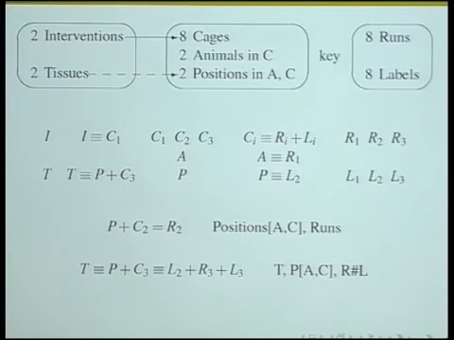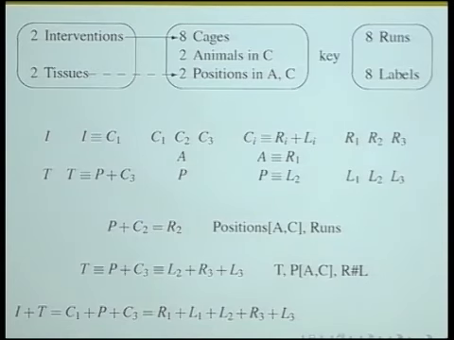Well, we still need to care about this interaction, so when I thought this was possible, I had to then go and check this as well. I is aliased with C1, T is aliased with P plus C3, so this is what we get in the middle. Now how does that go on? C1 becomes R1 plus L1, P becomes L2, C3 becomes R3 plus L3, and you'll see that that doesn't cancel out, so we really have got RL interaction there.